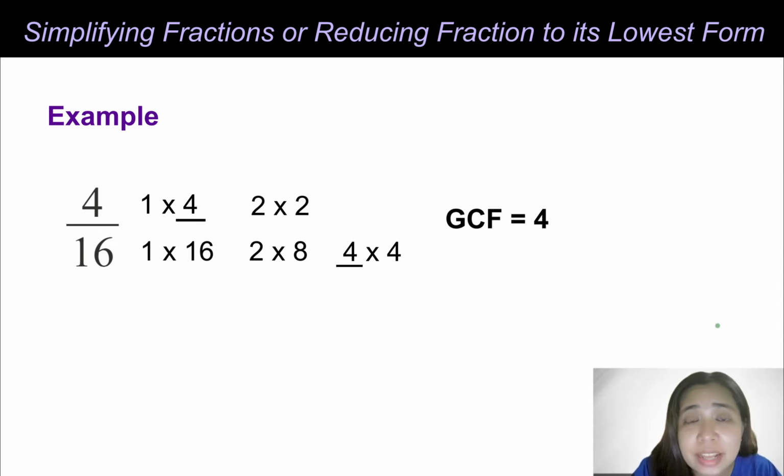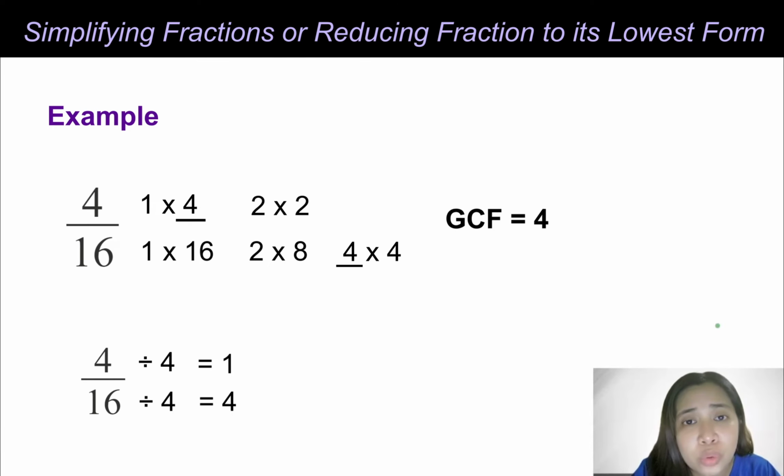Then, i-divide natin yung ating numerator and denominator sa GCF or the greatest common factor. In this case, ang GCF natin ay 4. So 4 divided by 4 is equal to 1, and 16 divided by 4 is equal to 4. So, ang simplest form ng ating fraction is 1/4.